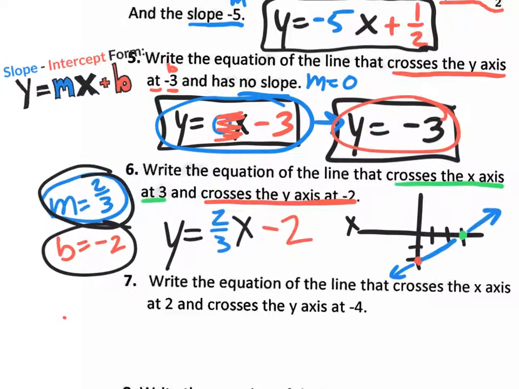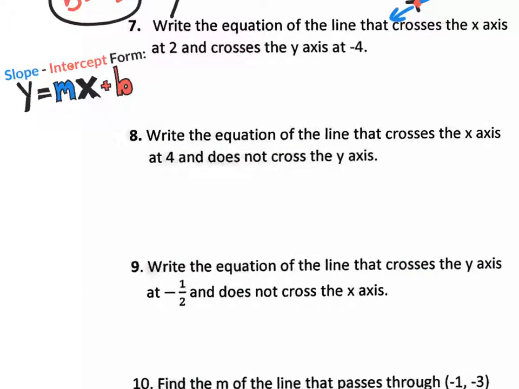Number 7. Write the equation of the line that crosses the x-axis at 2 and crosses the y-axis at -4. Once again, you always need two things to write an equation in slope-intercept form. You need the m and you need the b. However, right here they give you the information that it crosses the x-axis at 2. That's not an m or a b. And it crosses the y-axis, this is the b value, at -4. So b is -4, but we still need the m.